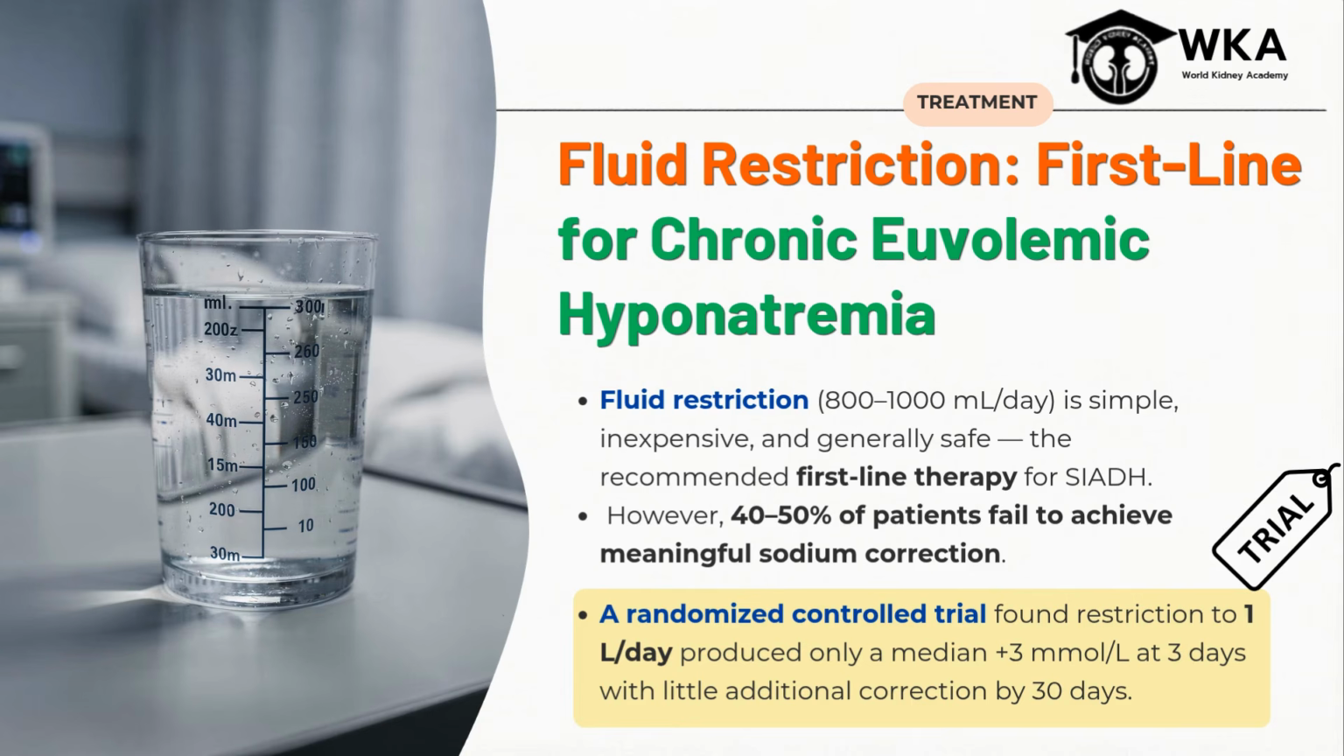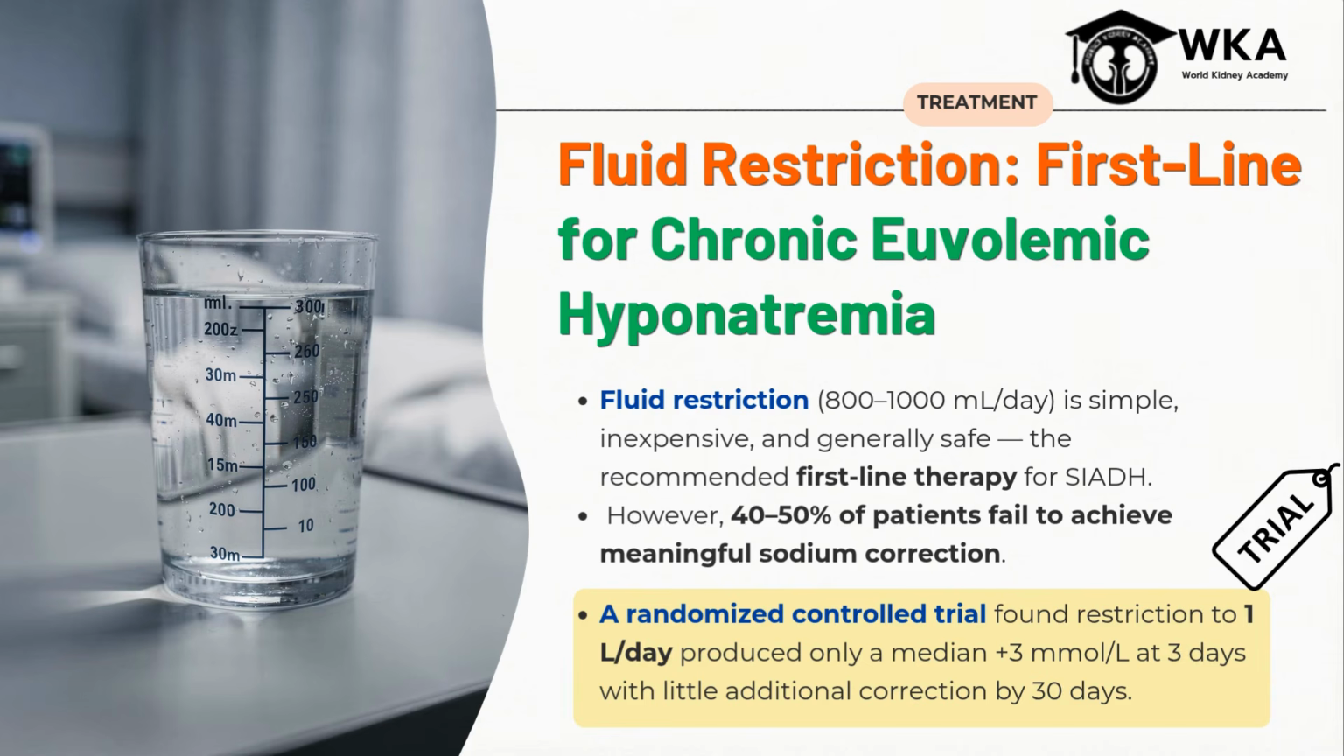Studies show that approximately 40 to 50% of patients fail to achieve meaningful sodium correction with fluid restriction alone. And adherence itself can be extremely difficult, especially in patients with intense thirst-driven, persistent AVP activity. A randomized controlled trial evaluating restriction to 1 liter per day demonstrated a modest median sodium increase of about 3 millimoles per liter after 3 days, with little additional improvement by 30 days.